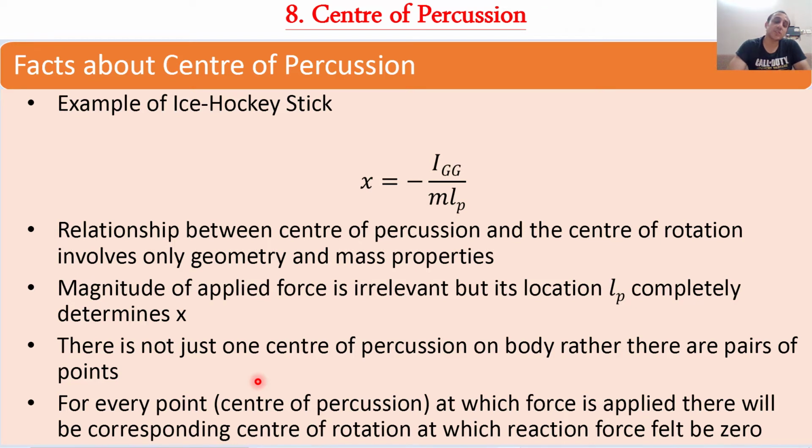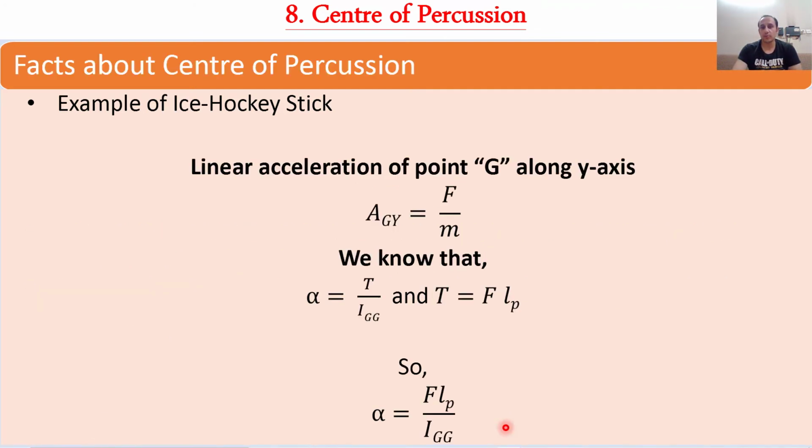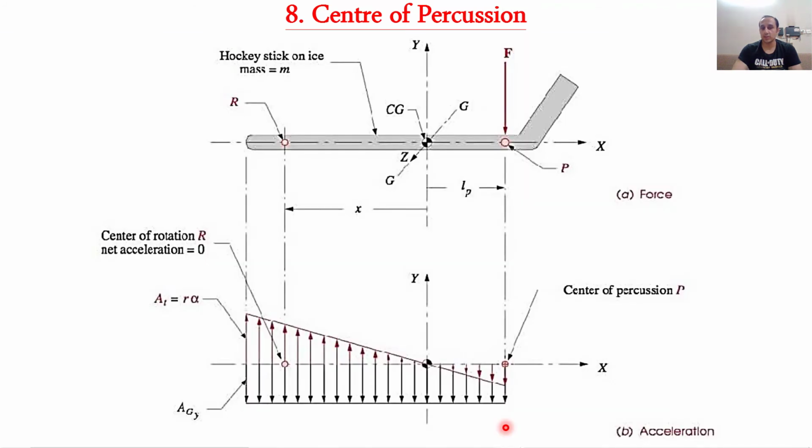So if we change the center of rotation, or the place from which we are holding the hockey stick, the center of percussion will also change, and the location of the center of percussion is defined by this parameter x. For every center of percussion at which the force is applied, there will be a corresponding center of rotation point at which the reaction force felt is zero. So now we will go back to this diagram once again.